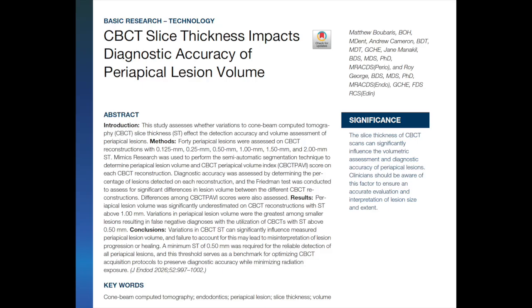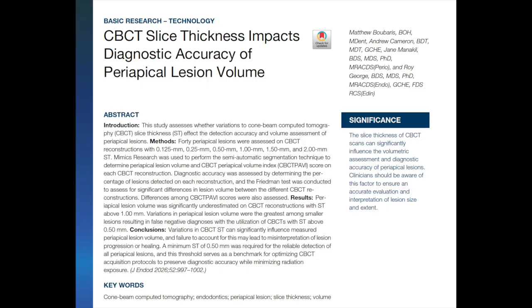The lesion volumes were significantly underestimated at 1.50 and 2 mm reconstruction compared with the 0.125 to 1 millimeter. The volume variability was greatest in small lesions, with up to 100% differences for index category 2, but generally less than 20% in large lesions, indexed 4 to 6.